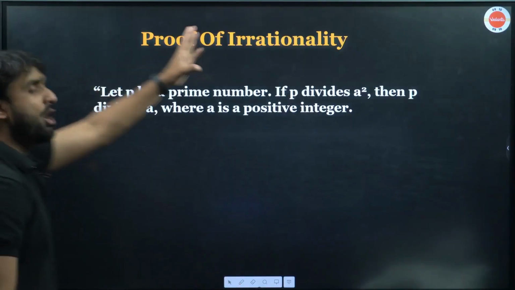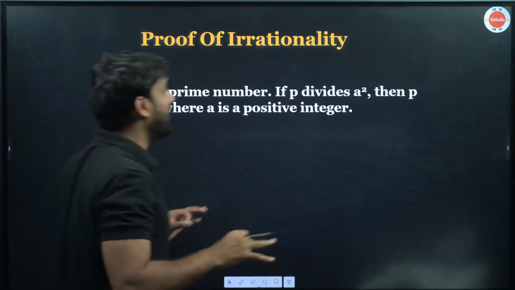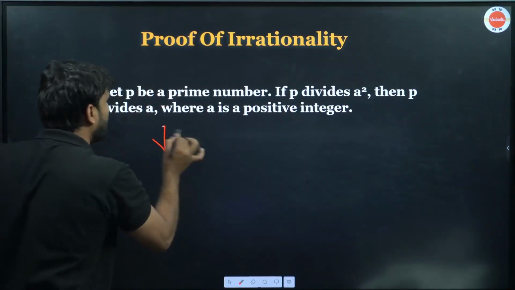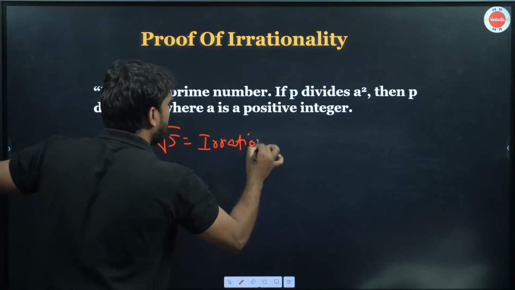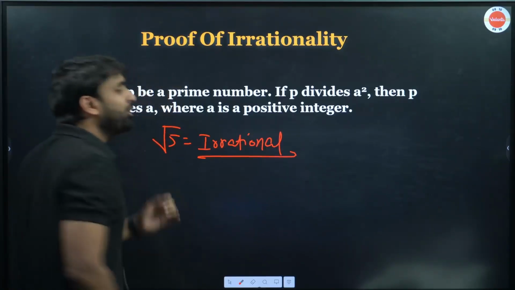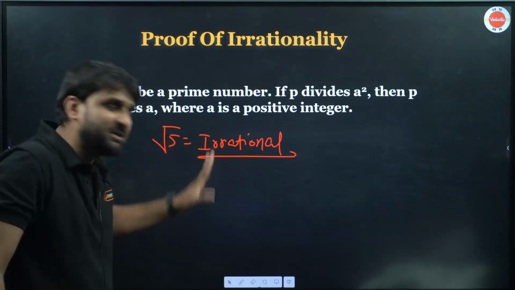Okay, now the most important thing is proof of irrationality. Very important. See my dear champion, if I give you root 5, we all know root 5 is an irrational number, because root 5 cannot be represented in the form of p by q, right? But how can we prove this? This is the most important.